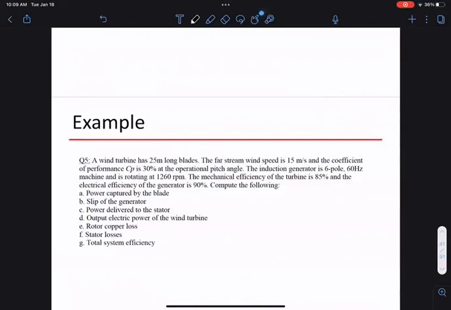So we have a wind turbine with 25 meter long blades, an upwind speed of 15 meters per second, and a coefficient of performance of 30%. This is a 6-pole machine. The mechanical efficiency of the turbine is 85%, and the electrical efficiency of the generator is 90%. Compute a bunch of stuff. This is how all the equations come together, going from the mechanical power to the electric power being generated. So let's compute everything.